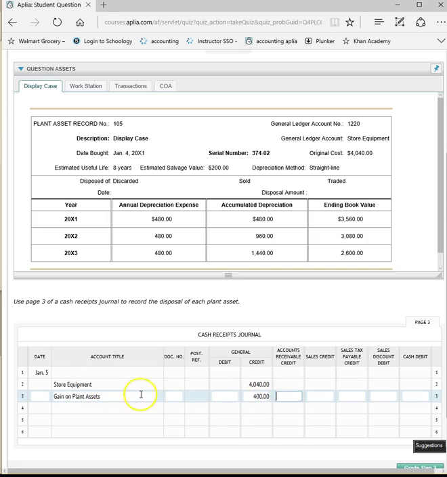I wanted to account for that first because it was fresh in my mind. Accumulated depreciation, store equipment. Receipt number 217, and our debit for accumulated depreciation is right there, $1,440. And we got $3,000 for everything.